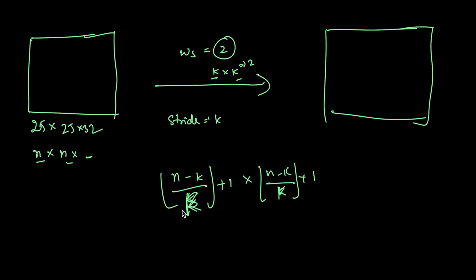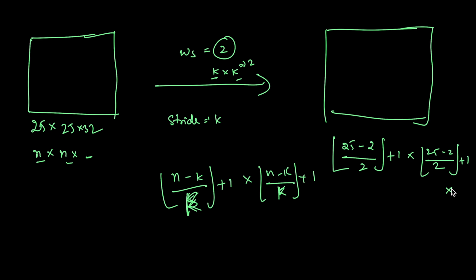So according to this, what will be my output shape? My output shape will be (25 minus 2)/2 plus 1 cross (25 minus 2)/2 plus 1. And the third dimension will remain the same in the case of pooling layers. Only in the case of convolutional layers will the third dimension change.